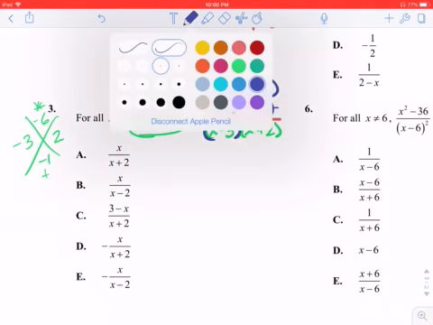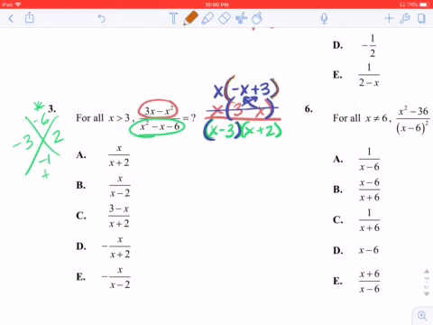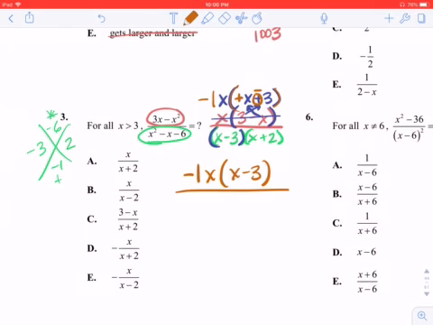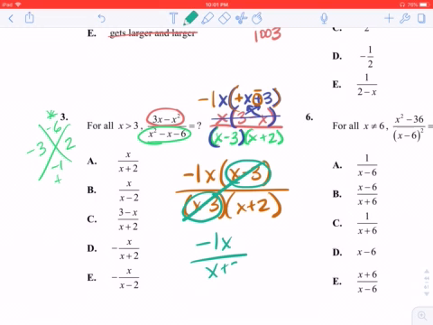If I factor out a negative from this here, I'm going to take a -1 to the outside. That's going to leave me with a positive here and a negative there. So what I'm going to be left with is -1x times x minus 3 over x minus 3 and x plus 2. The reason that helps me is because now I can see that x minus 3 and x minus 3 are the same. They can cancel out, and I get -1x over x plus 2.